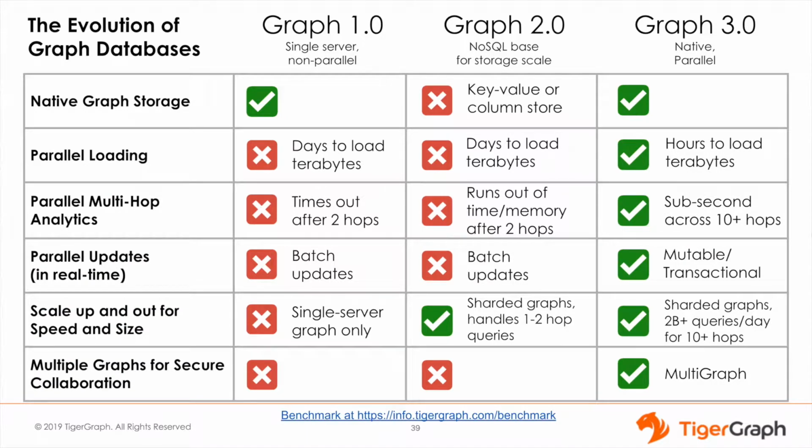This chart provides a handy outline to the evolution of graph databases. The prehistory of graph databases includes network databases in the 1960s. Graph 1.0 represents the first commercial graph databases, almost 20 years ago. The best representative of this generation is Neo4j.